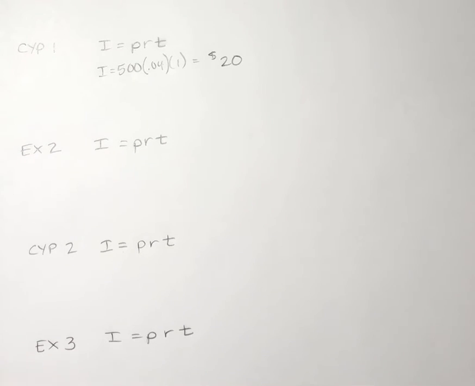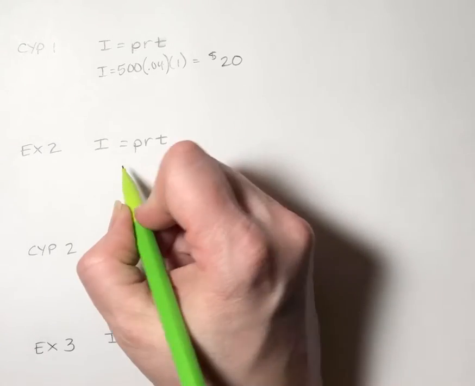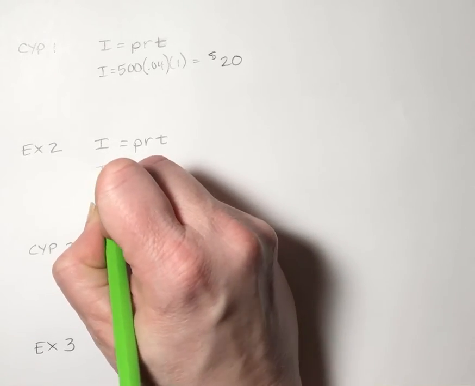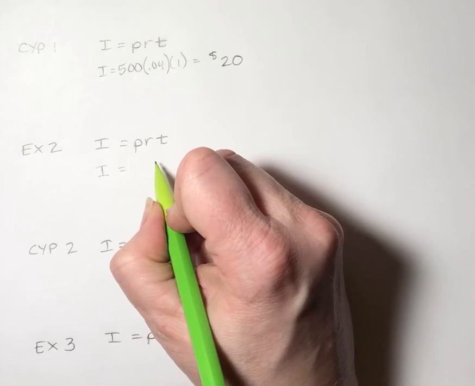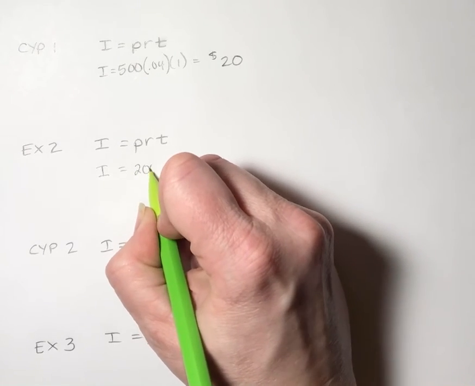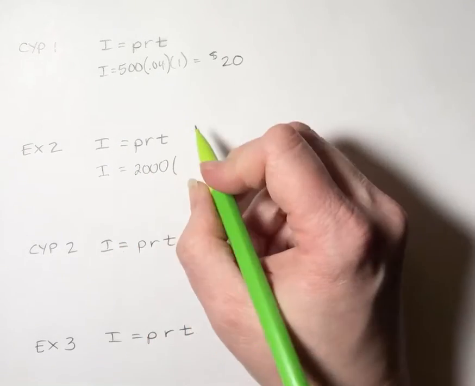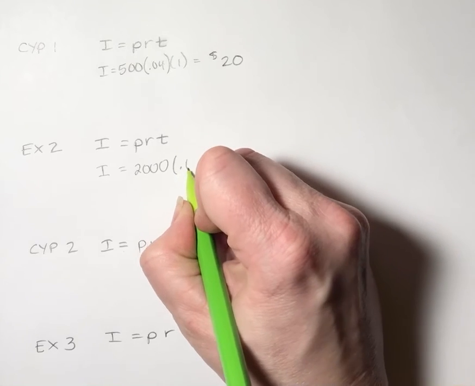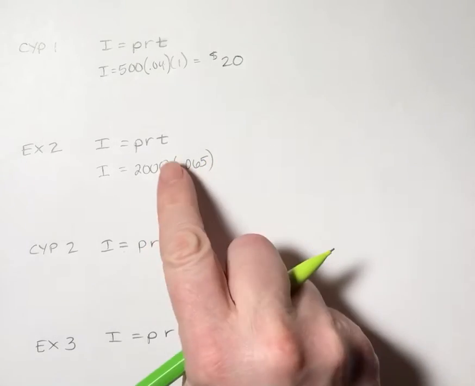Example 2. Calculate the simple interest due on a 3-month loan of $2,000 if the interest rate is 6.5%. So here's the tricky part of that one. My loan is $2,000. My interest rate is 6.5%, so 0.065.